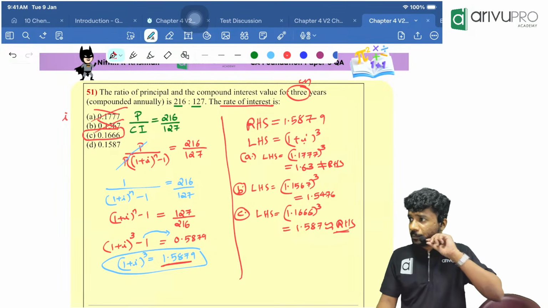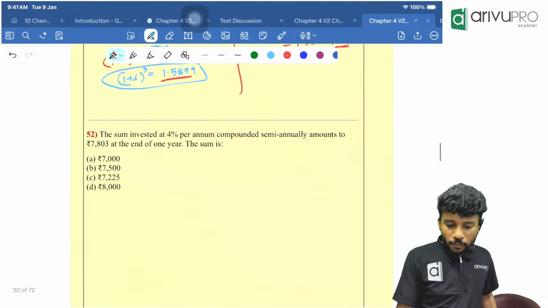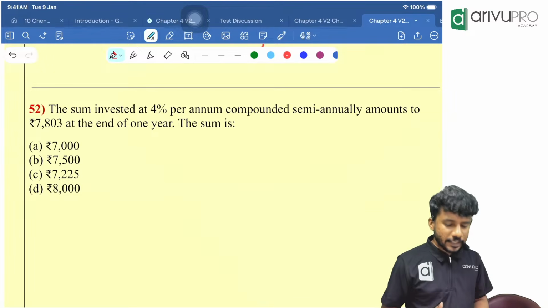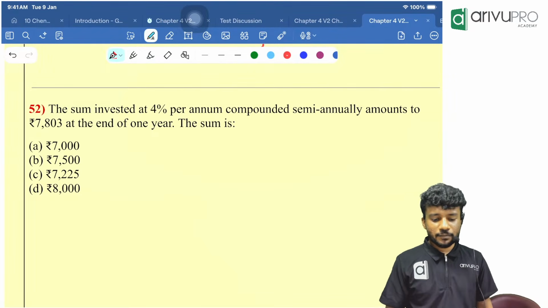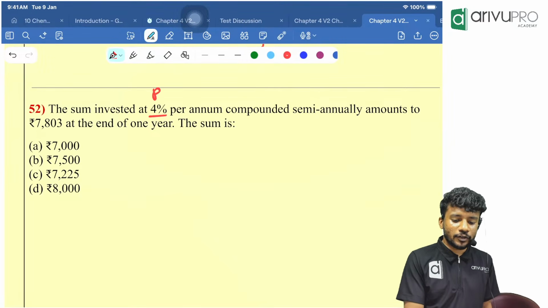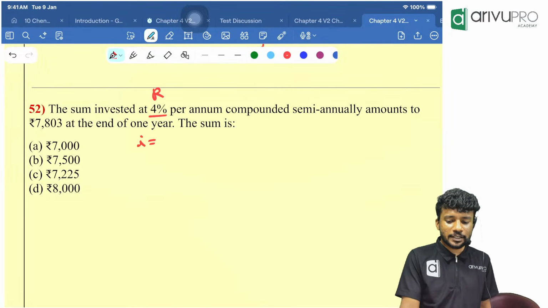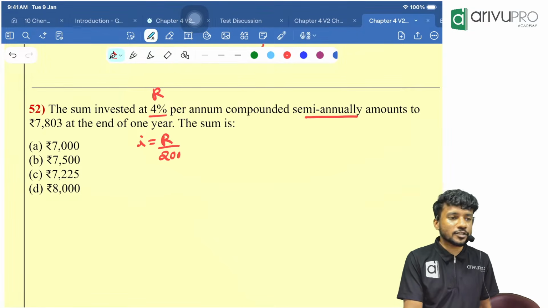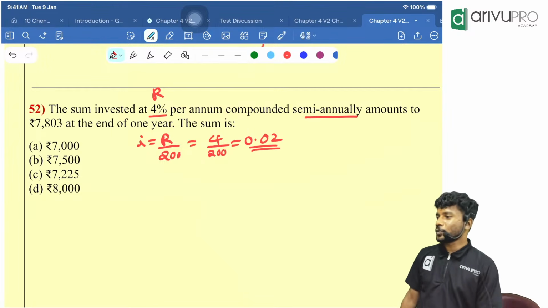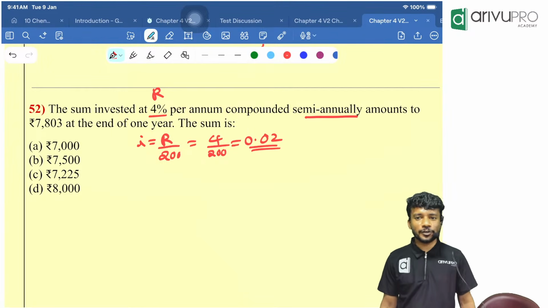Okay, perfect. Tell me, what are we finding? What is given? How to find it? A sum is invested at 4%. So R is 4%. What will I be? It is semi-annually compounded, so I will be R divided by 200. Semi-annually means 200. That will be 4 divided by 200, which is 0.02. I is equal to 0.02.